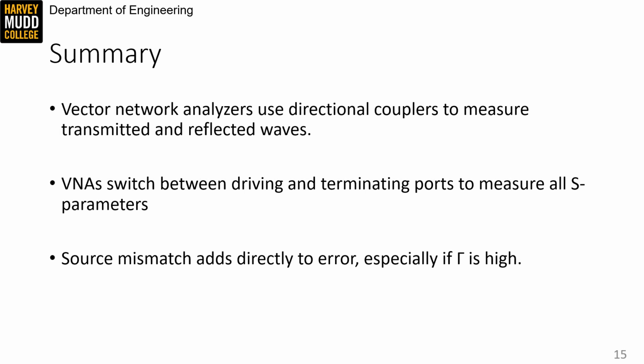In summary, vector network analyzers use directional couplers to measure transmitted and reflected waves. VNAs switch between driving and terminating ports to measure all four S parameters. And source mismatch adds directly to errors, especially if gamma is high.